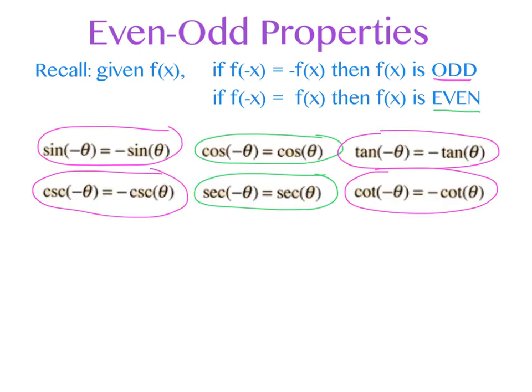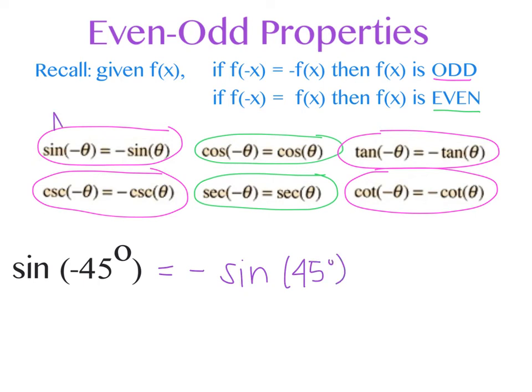So if I take a look at my even-odd properties, here I see that sine, cosecant, tan, and cotan are odd because they give you the negative value of the entire function, whereas cosine is even because it gives you the same value back. Now let's take a look at a quick example. Let's say I'm given sine of negative 45 degrees. I know that that's going to be the same as negative sine of positive 45 degrees, given that here, and that's going to give me a negative square root of 2 over 2.